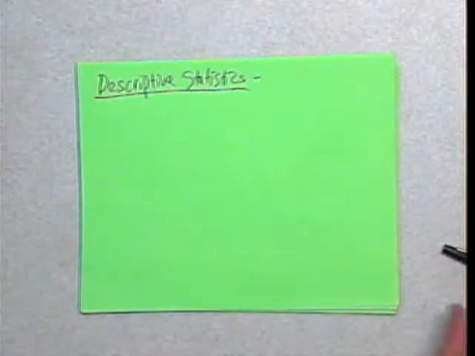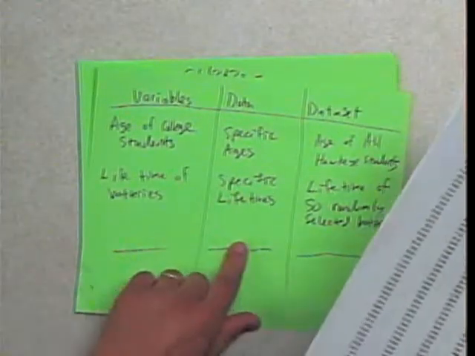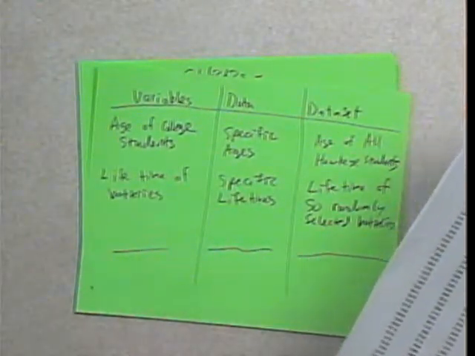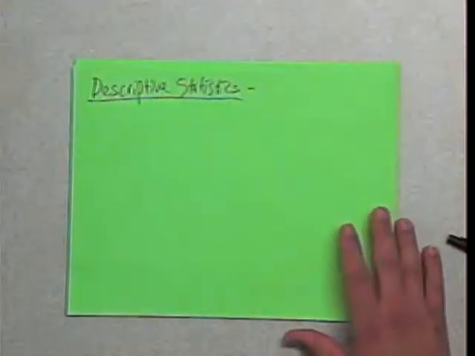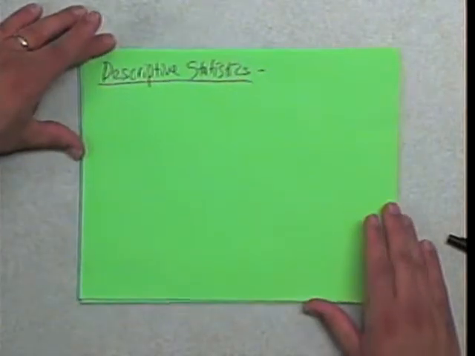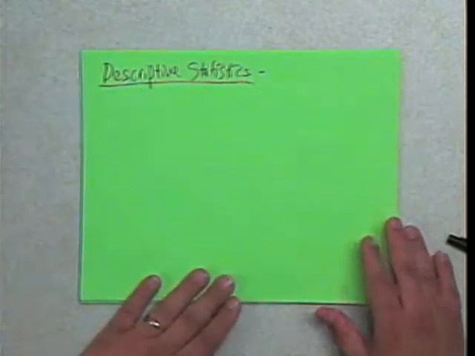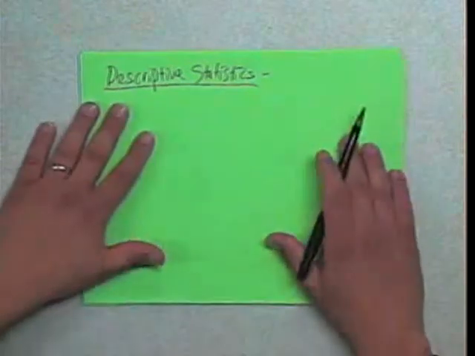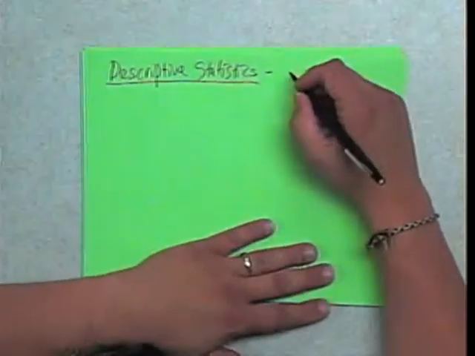And I forgot to mention, you might want to actually, using this example, can you figure out what the variable would be, what the data would be, and what the data set would be for this particular example, okay? Okay, so back to where we're going here. Descriptive statistics here.